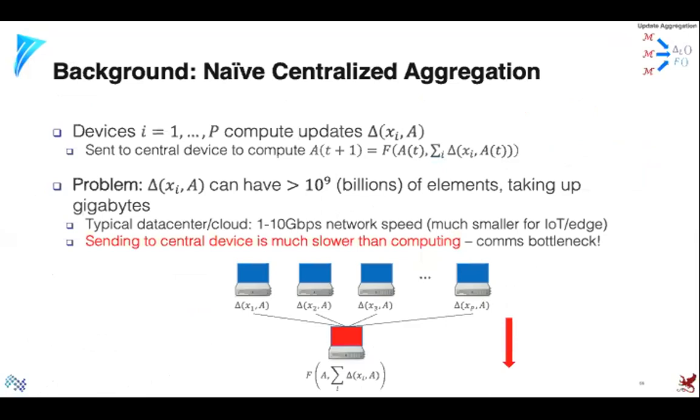What is the most trivial, simplest possible way to aggregate different messages coming to a central machine? If each of P devices is computing an update delta, we can send them all to a central device and perform the SGD update, or even other algorithms that have an appropriate aggregation function F. Now, if the model has billions of parameters, which is the setting we're in these days, then the delta is going to be just as large, gigabytes. As I mentioned earlier, most data centers only have 1 to 10 gigabit network speed. And that's going to be even smaller for any type of Internet of Things application or edge computing or federated AI applications. So with that amount of bandwidth, communications are going to bottleneck the computing and production of gradients.